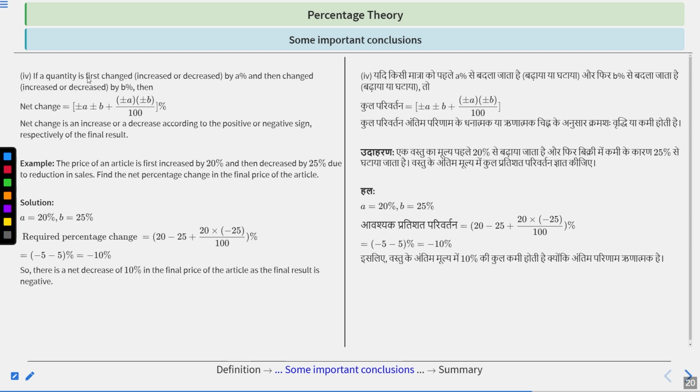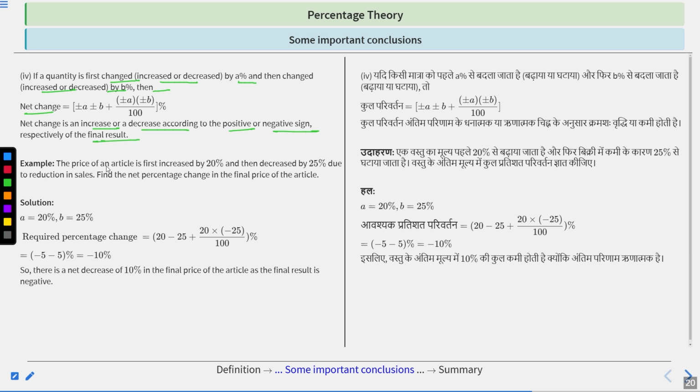If a quantity is first changed, increased or decreased, anything can happen, by a% and then changed, increased or decreased, by b%, then what will be the net change? Net change could be plus minus a, plus minus b, plus minus a into plus minus b upon 100%. Net change is an increase or a decrease according to the positive or negative sign. These signs just show us the decreasing and increasing in the final result.